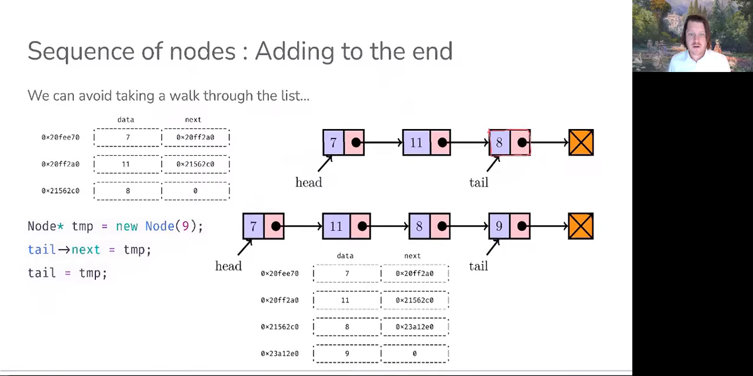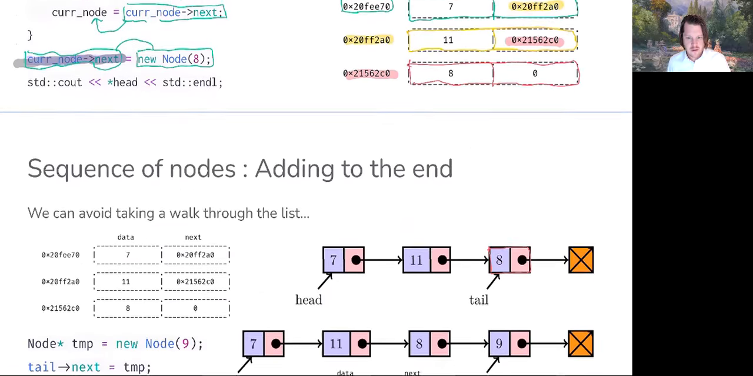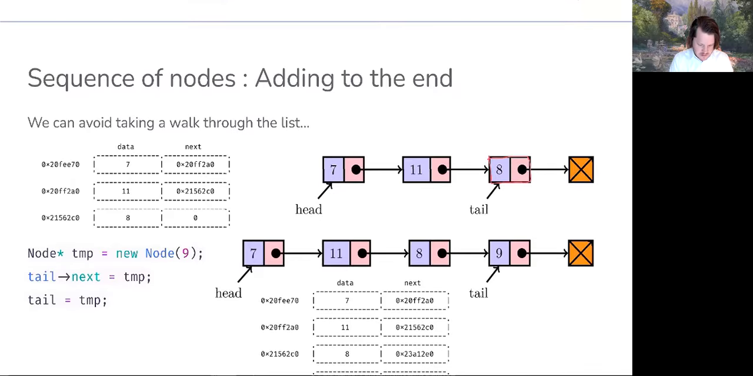Had we had this tail pointer in the previous slide, which is getting quite colorful, to add the node storing the value of 8, all we'd have to do is simply allocate memory for that node. So we have a new node on the free store, store its address somewhere, in this case, a pointer, which I'm just going to call temp because we'll throw it away after this, and then say tail's next.